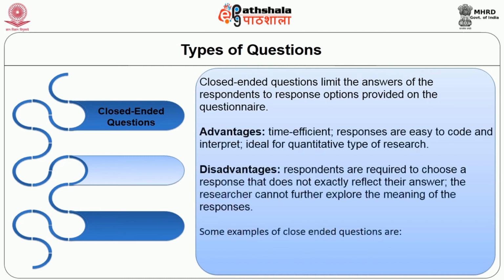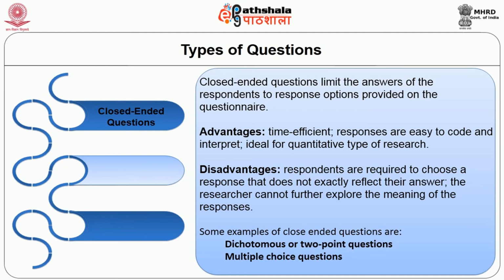An example of a close-ended question: are you married? What is your marital status? Next are the dichotomous or 2-point questions. These are the yes and no type questions or the satisfied, unsatisfied type of questions.